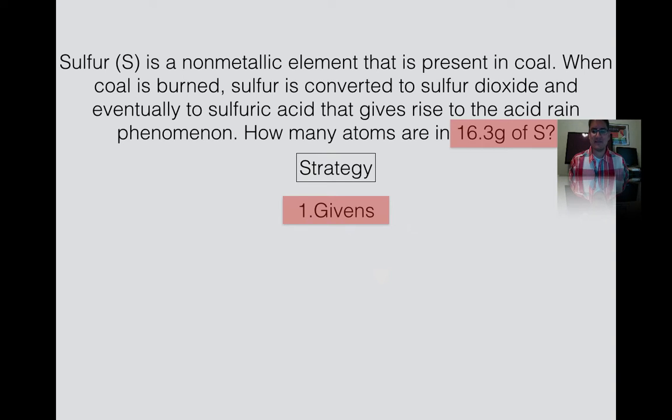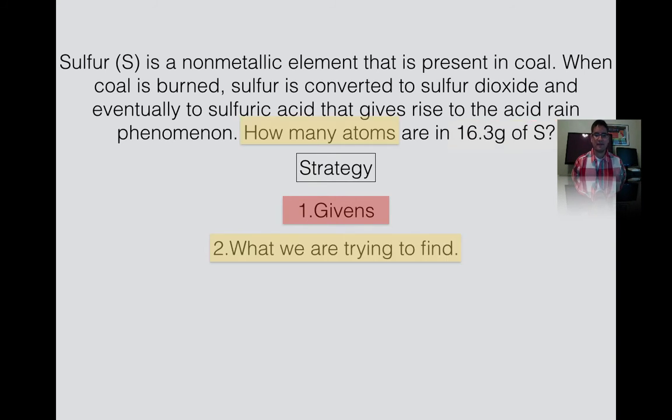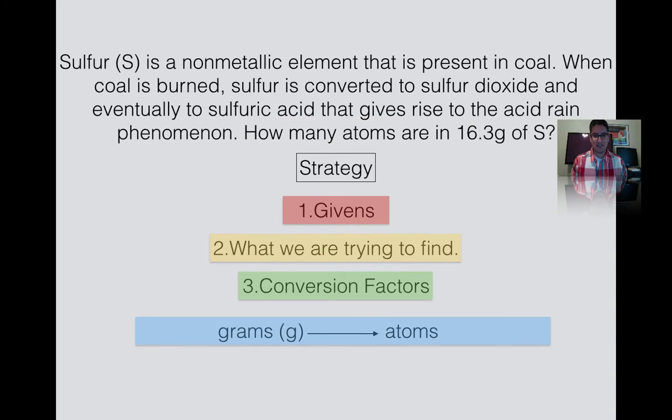I want to find my givens, and I've been given 16.3 grams of sulfur. And then what am I trying to find? I'm trying to find how many atoms are actually in 16 grams of sulfur. That's a lot. There's going to be a lot of atoms in that. So what are my conversion factors? Well, I want to convert grams, my given, into atoms, right?